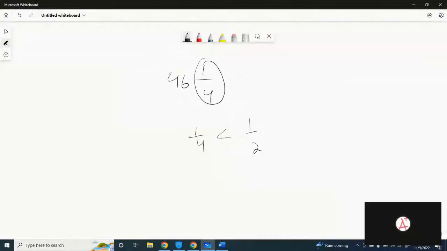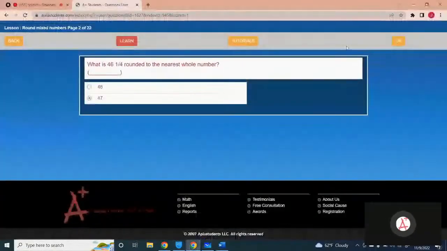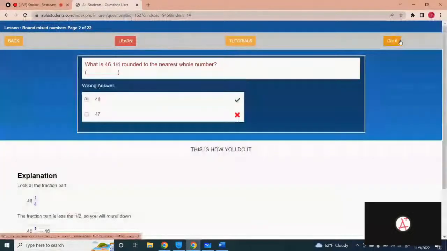Got it? When you divide 1 by 4, it is 0.25, and 1 over 2 is 0.5. So 0.5 is greater than 0.25. So 1 over 4 is less than 1 over 2. That means it would be rounded off to 46 plus 1, 47. Got it? So the correct option is 47. Just select the correct option and click on the OK button.